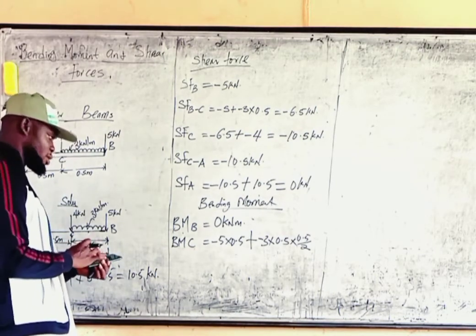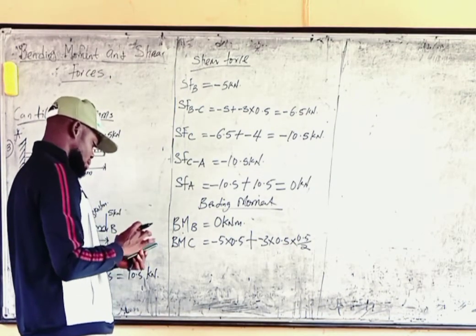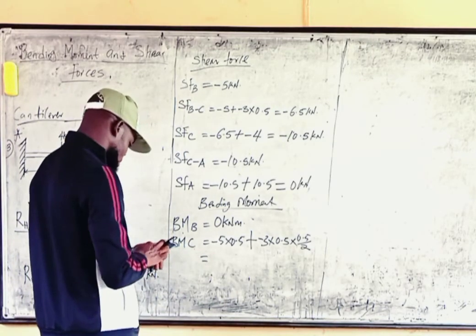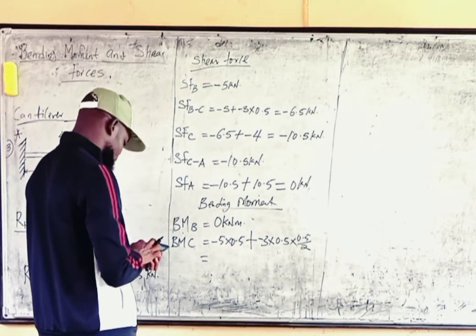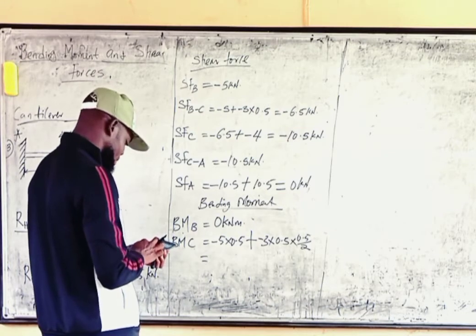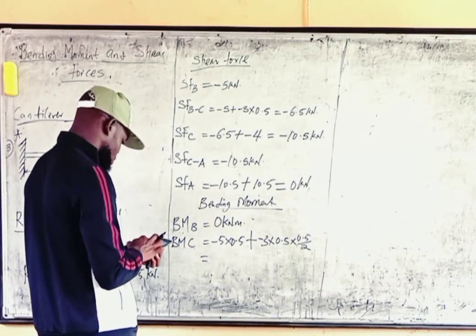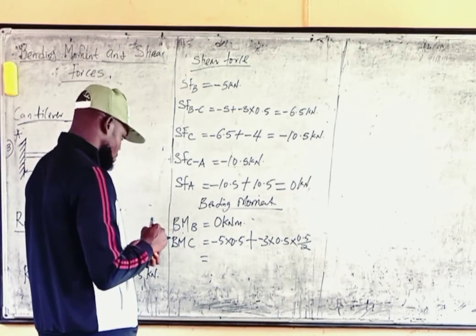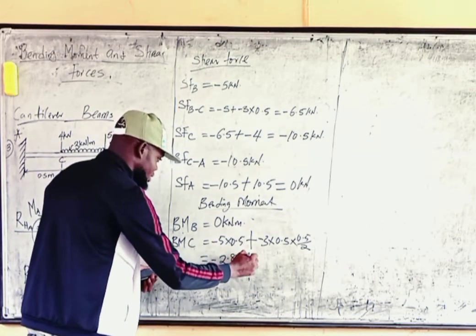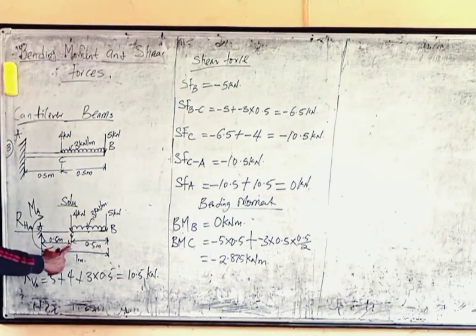If you solve that, from your calculator, because this is a little bit complex and cannot be resolved like that, let's just solve it on the calculator. What we have here is 0.5 times 5, then 3 times 0.5 times 0.5 over 2, 0.5 over 2. So I'm having minus 2.875 kilonewton meters. That is the bending moment at this point.